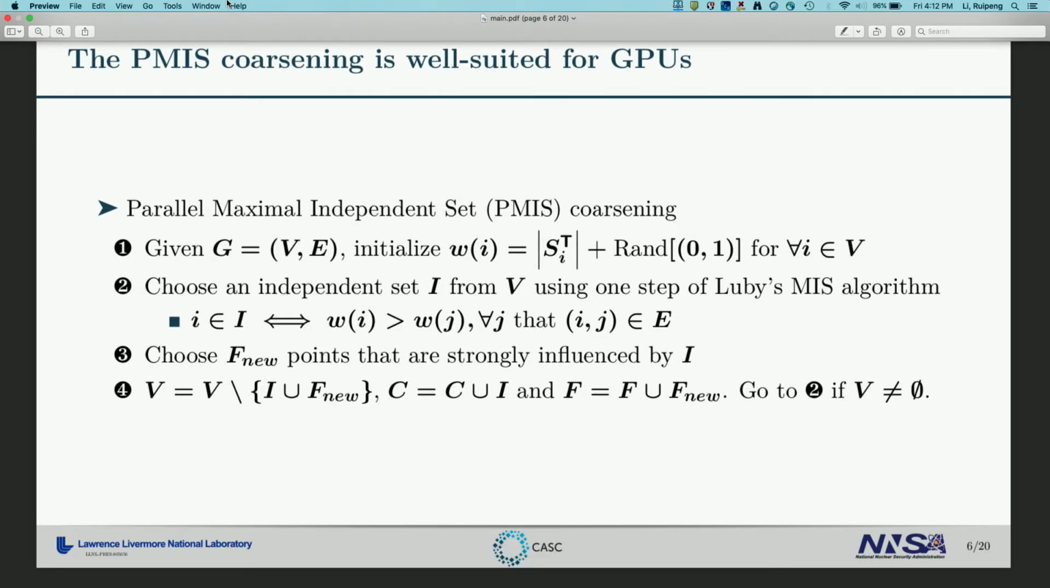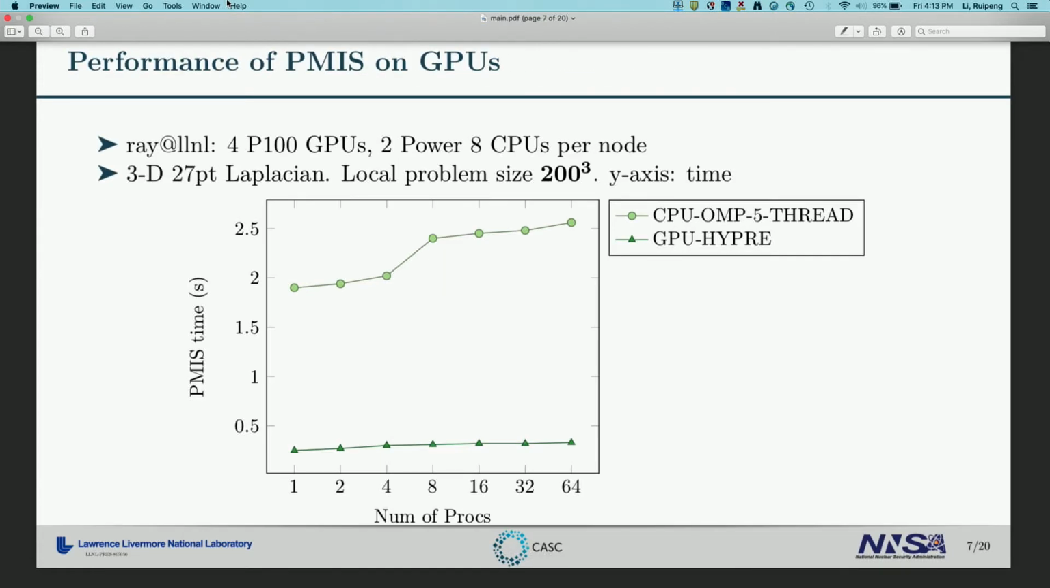First, let's talk about the PMIS coarsening on GPU. This algorithm is very suited for GPU because it's massively parallel. It computes a maximal independent set by using the Luby algorithm. It randomly assigns a number to each node, compares this random number with its neighbors, finds the local maximum, and picks that point in the independent set. I want to point out that we don't actually compute the full maximal independent set in the Luby algorithm. We just do one step of the Luby algorithm and keep the outer iteration going until we mark all the points, either C or F.